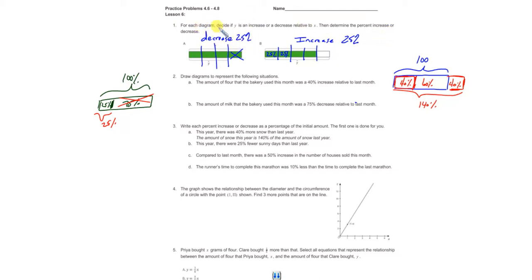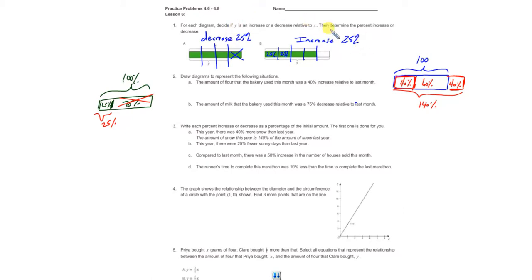And I decided that this one was a decrease because from X to Y, I X'd it out, we lost a little bit. And this one was an increase because from X's length to Y's length, we gained this little white wedge here. So we had an increase.